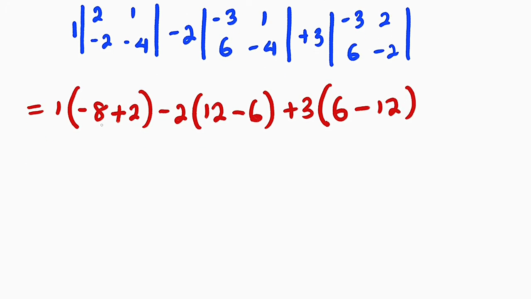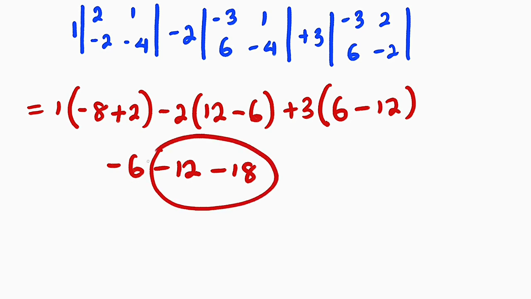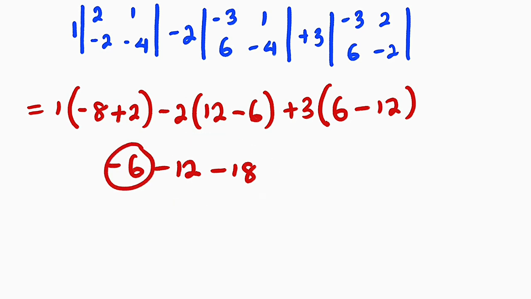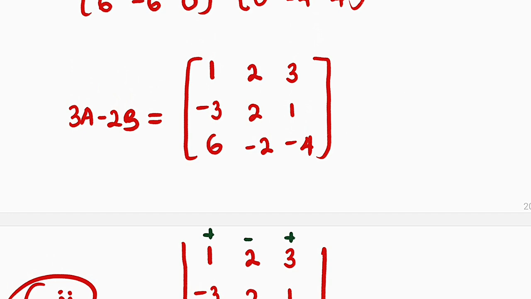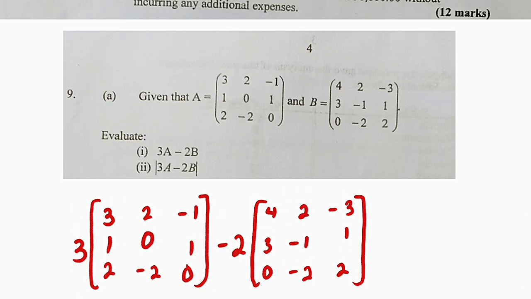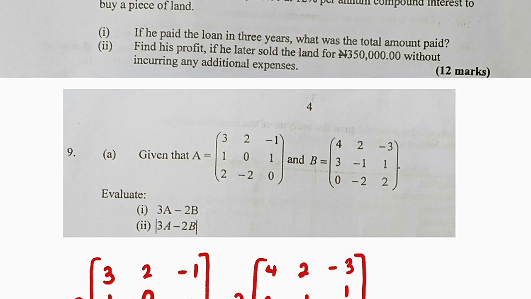We simplify. Negative 8 plus 2 is negative 6 times 1 is negative 6. 12 minus 6 is 6. And 6 times negative 2 is negative 12. 6 minus 12 is negative 6. And negative 6 times 3 is negative 18. This together will give us negative 30. And this one, negative 36. So this is negative 36, which is said to be the determinant of this particular matrix. And we are done with question 9A. Then moving to question 9B.